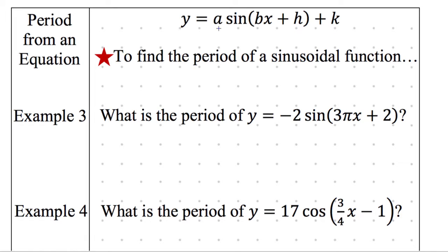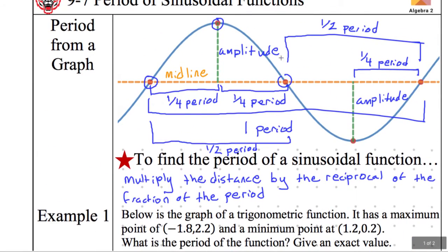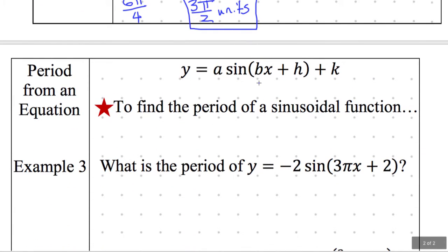A affects the, what's the word, we talked about it up here. A affects the amplitude. Yeah, A affects amplitude. So the only other letter that we haven't really talked about yet is B. And K affects the midline. K affects the midline, yep. H will make it go left and right. B affects the period.